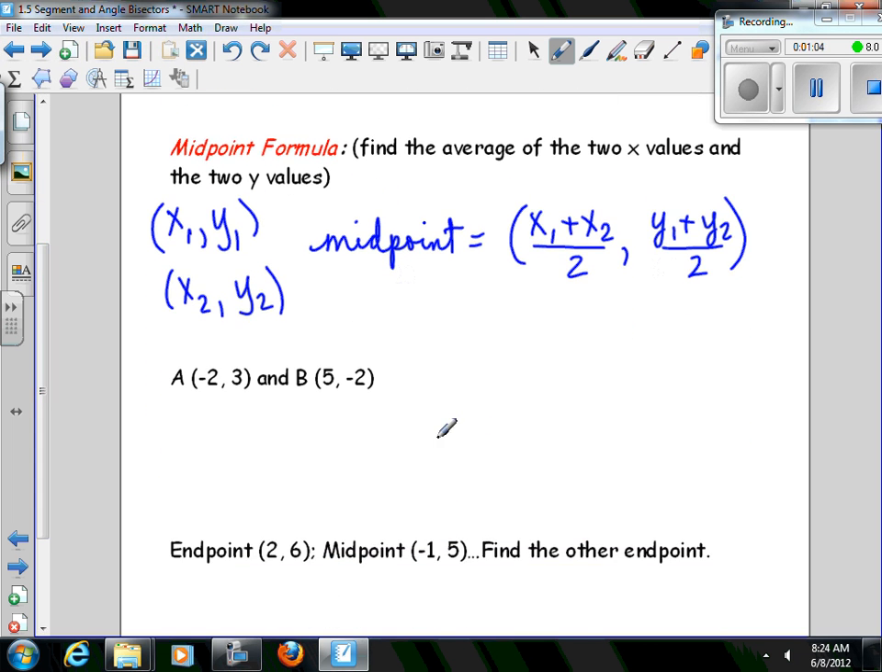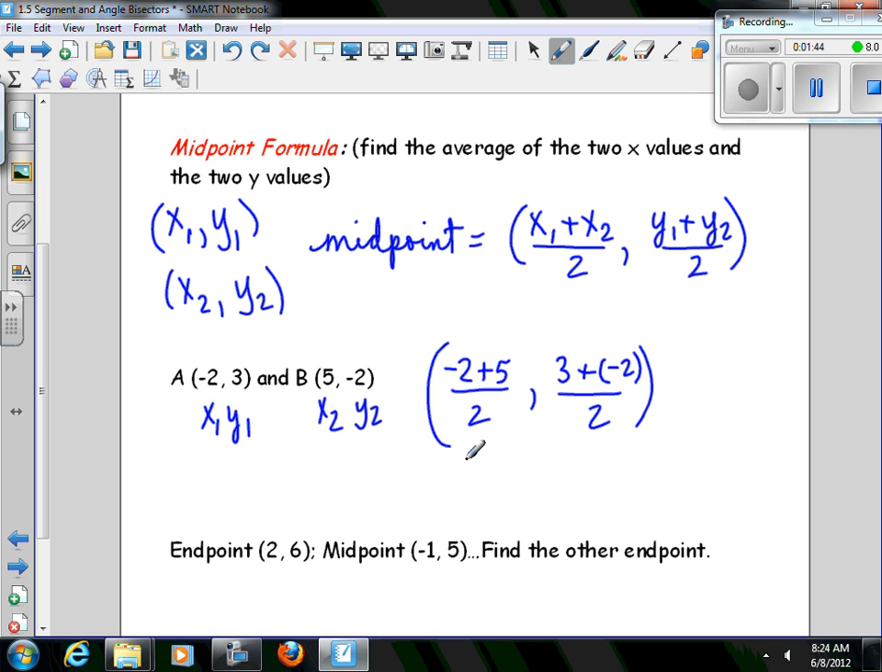So if we want to find the midpoint of AB, for example, A is point -2, 3, and B is 5, -2. So we'll label our points x1, y1, and x2, y2. And to find the midpoint, we're going to use this formula right up above. So we are going to add together the x's, so -2 plus 5, divide those by 2. So basically you're finding the average of those two values. And then add together the y's, 3 plus -2, and divide those by 2.